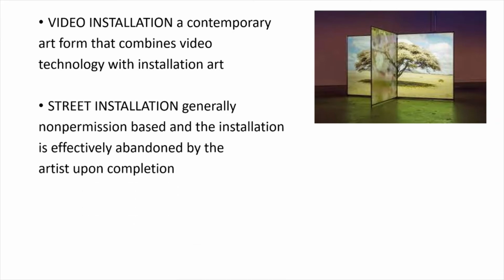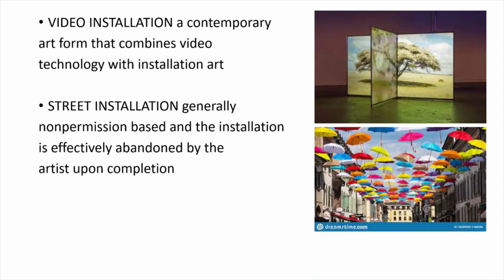Street installation is generally non-permission based, and the installation is effectively abandoned by the artist upon completion. So this is similar to street art, only that street art is more two-dimensional, but street installation is three-dimensional. Here is an example, street installation of umbrellas.